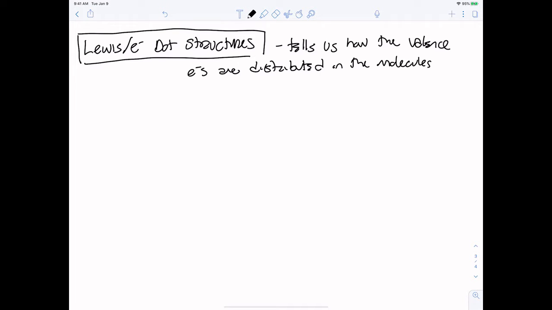Essentially, it tells us what's connected to what and how they're connected. Do they have single bonds, double bonds, triple bonds? Are there lone pairs? That sort of thing. It doesn't tell us anything about the shape, however. So it does not tell us the 3-dimensional shape of the molecule. We need VSEPR theory for that.